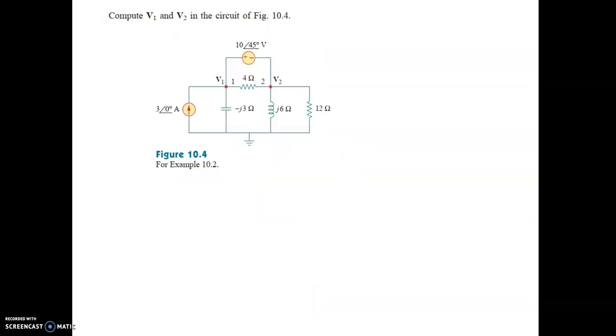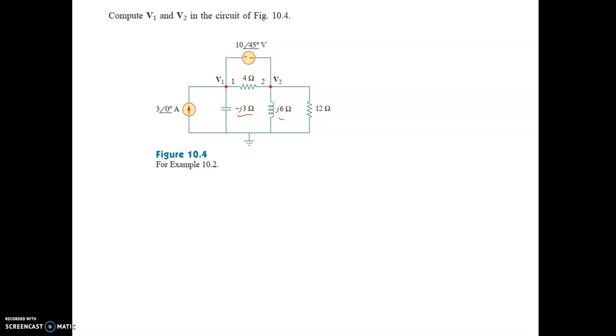This is without using the super node. In this circuit we actually have a voltage source across the non-reference nodes V1 and V2, that is 10 at an angle 45 degrees. So we have to use a super node. Before that you have to convert everything. The sources are already given in phasor form, and the capacitance and inductance values are also given in phasor form, so no need to convert everything. We apply nodal analysis with the super node directly.